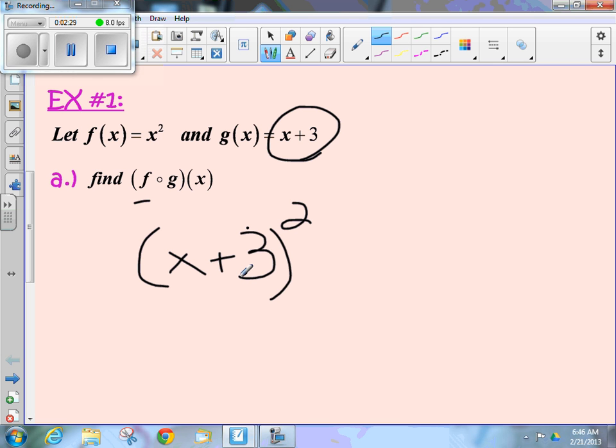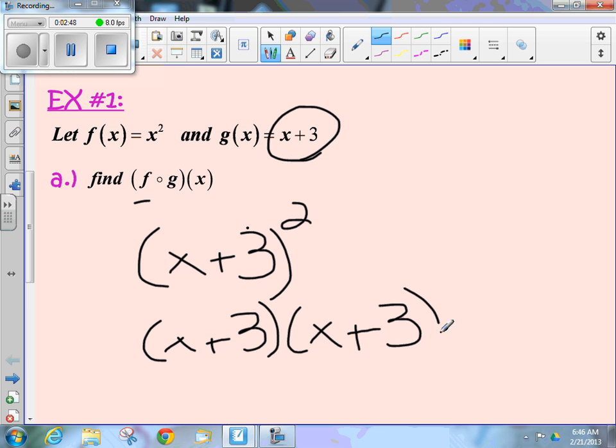Now remember, I cannot just take that little square and distribute it, because there's a plus or minus sign in between. X plus 3 squared really means x plus 3 times x plus 3. And I have to FOIL.